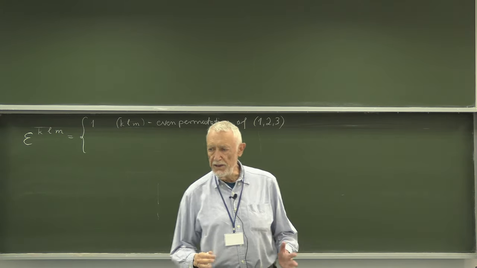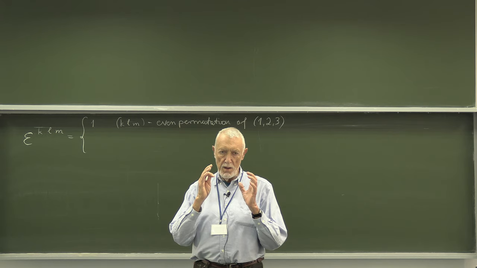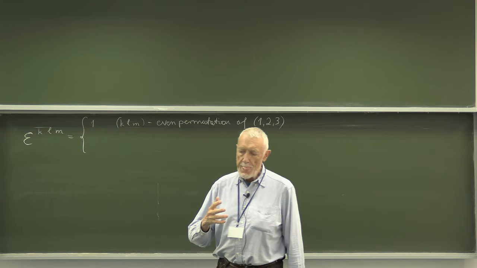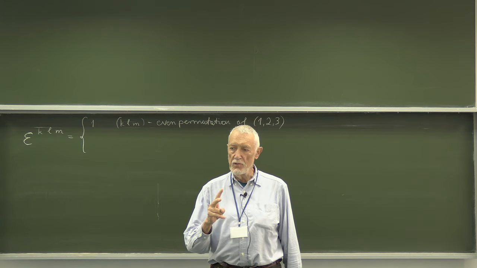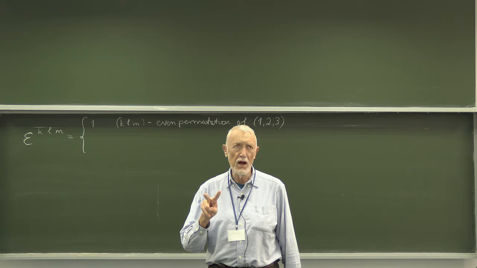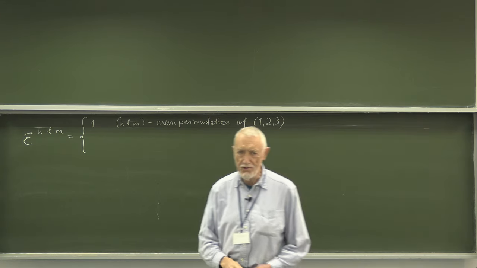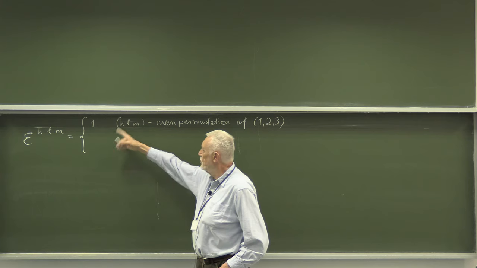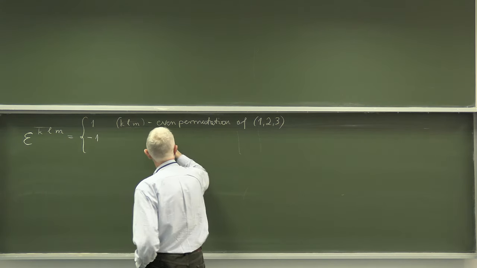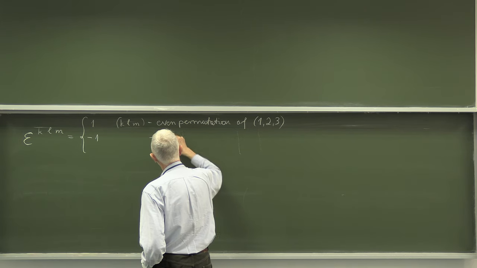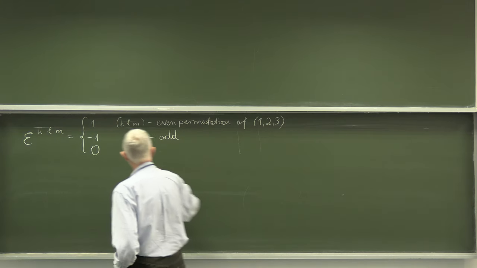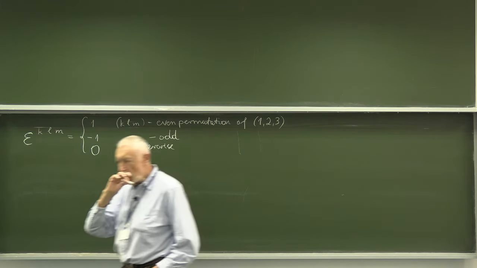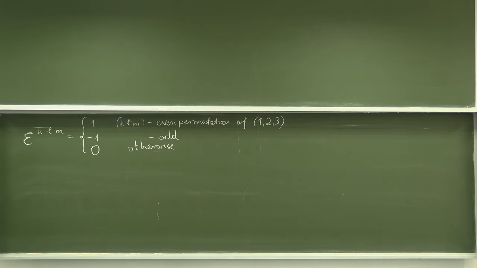These permutations split into classes of even and odd, which means that it may be decomposed into an even number of transpositions, or odd. And now, if this is an even permutation, then we put one. We put minus one if this is odd, and zero otherwise. So let me just list all these permutations.